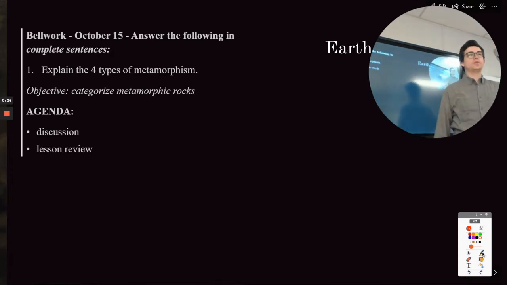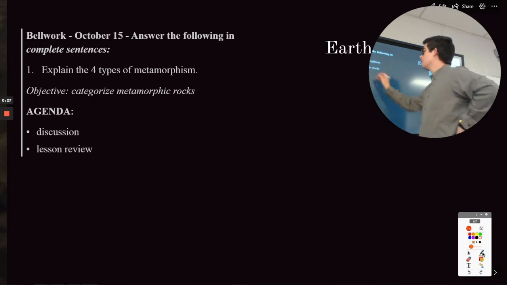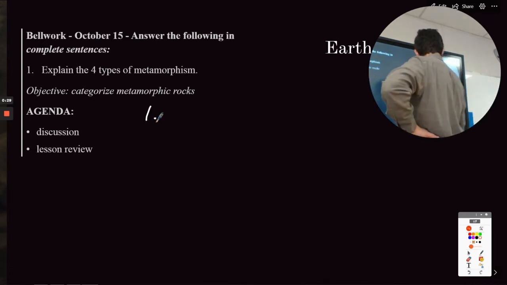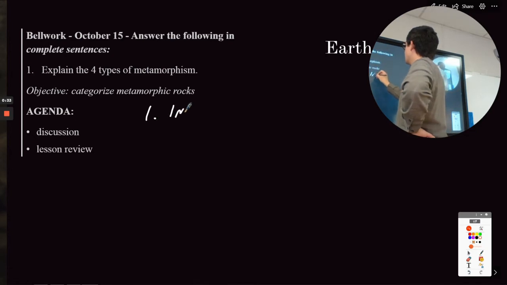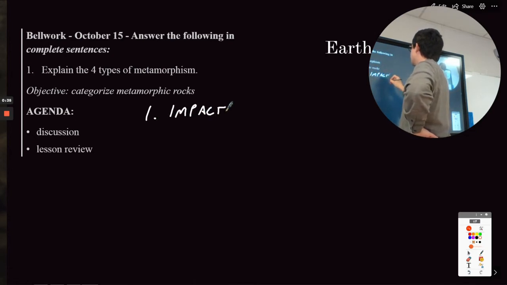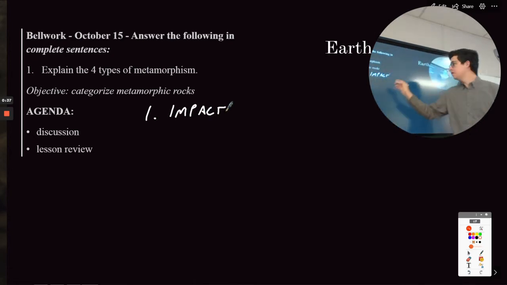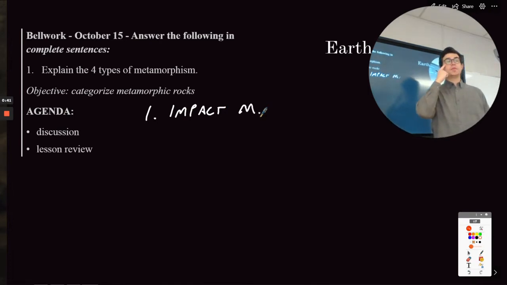Skylar, what's one of the 4 types of metamorphism? Okay. One of the 4 types of metamorphism is impact metamorphism. Okay, yeah, we'll start with the most exciting one. Impact metamorphism, right? So all these end with metamorphism. Impact metamorphism, and what happens in impact metamorphism? It's when a meteor impacts Earth's surface or a rock.